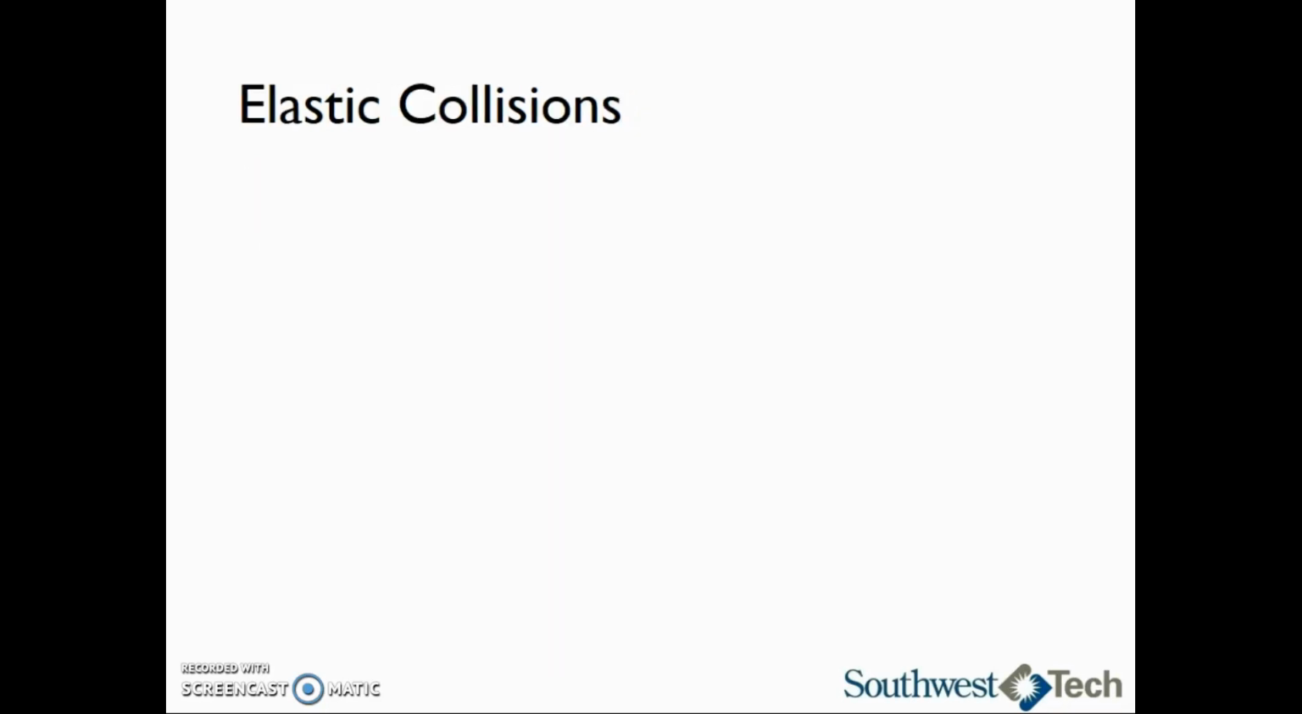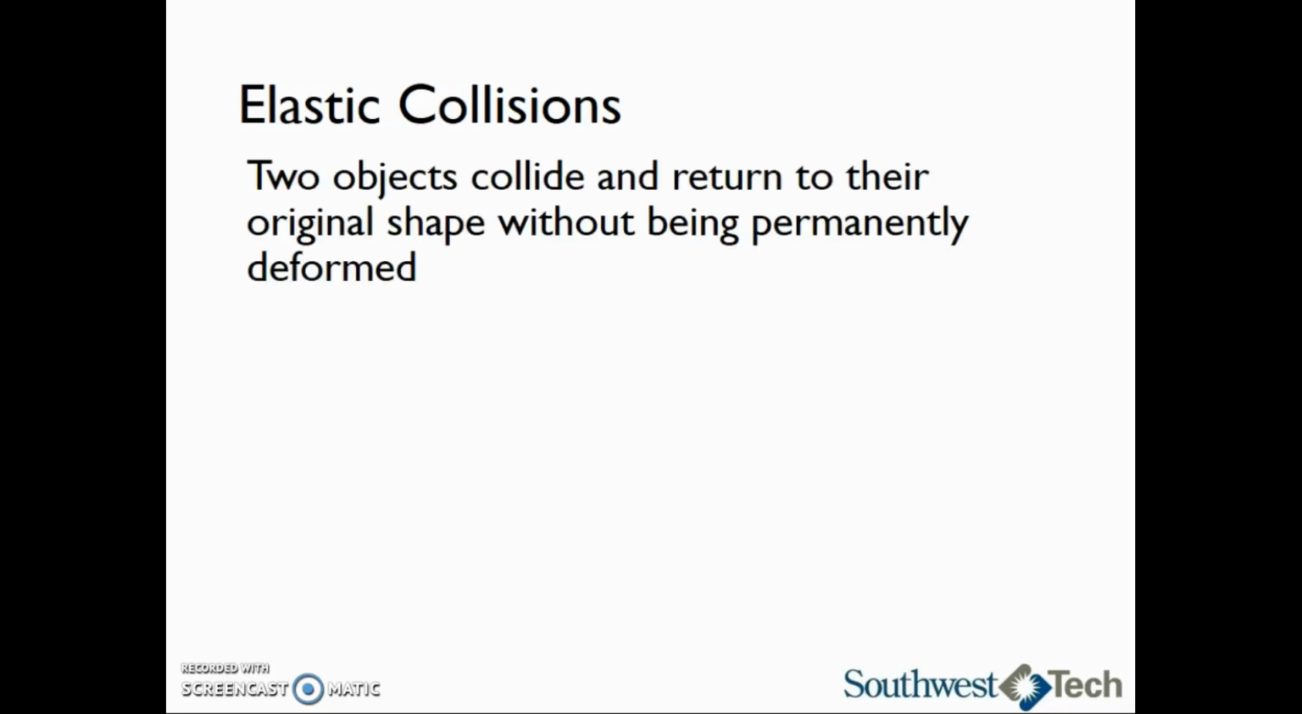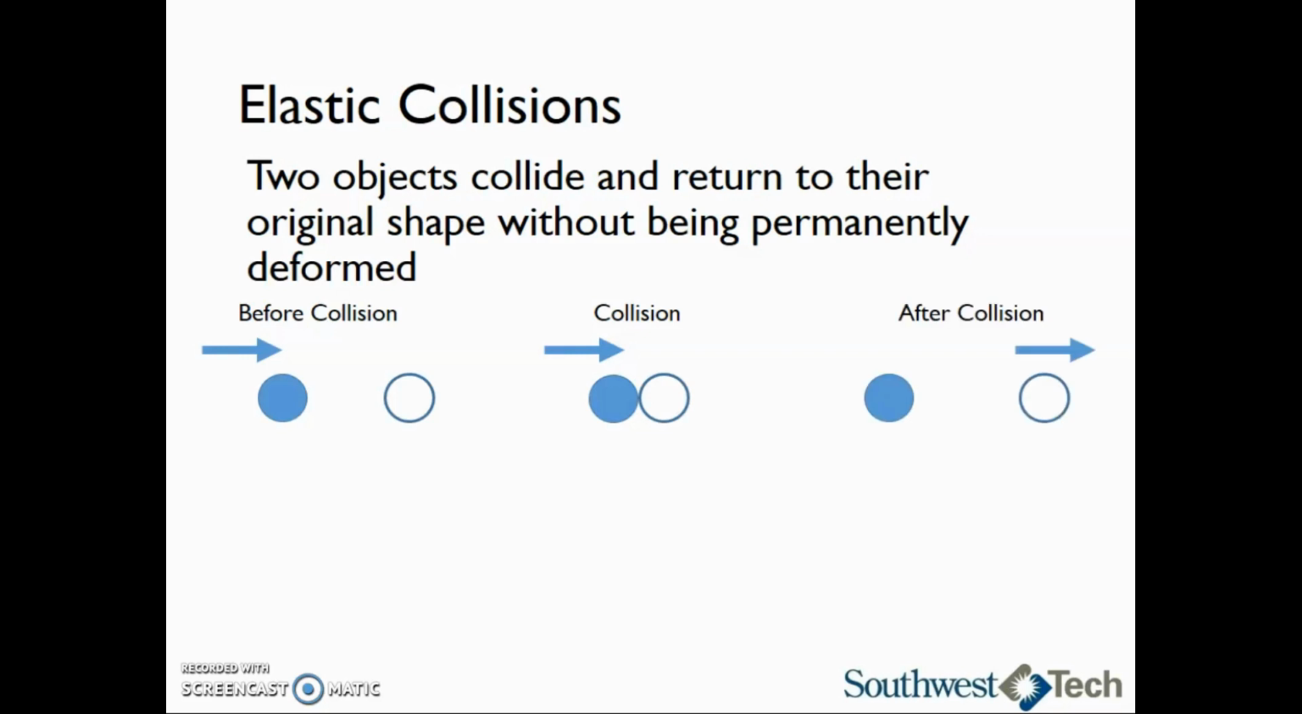There are two types of collisions that we will talk about. The first type of collision is the elastic collision. In an elastic collision, two objects collide and return to their original shape without being permanently deformed. There are a couple of different ways this type of collision can occur. One object can be moving and the other object is stationary. The object that is originally moving strikes the one that is stationary. After the collision, assuming the mass of the objects is the same, the object that was originally moving is now stationary and the other object is moving in the same direction as the first with the same velocity. Again, they are only moving with the same velocity because they have the same mass.